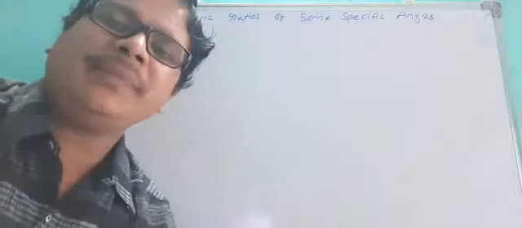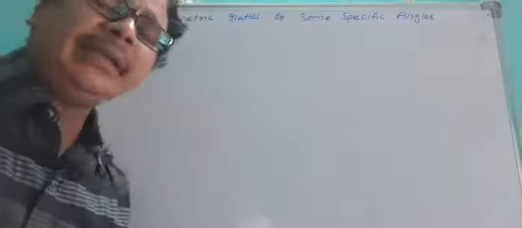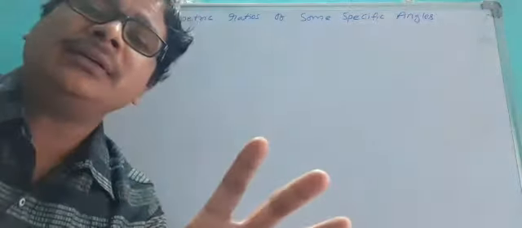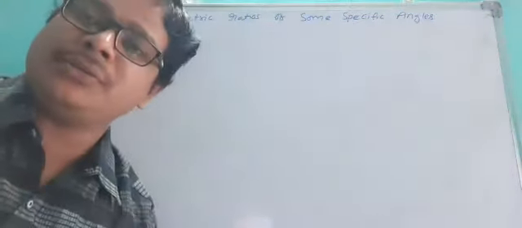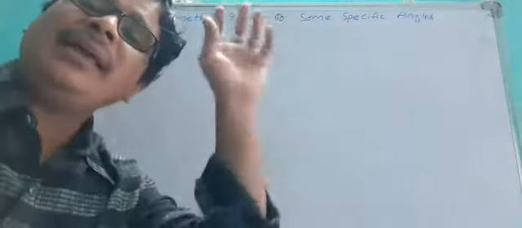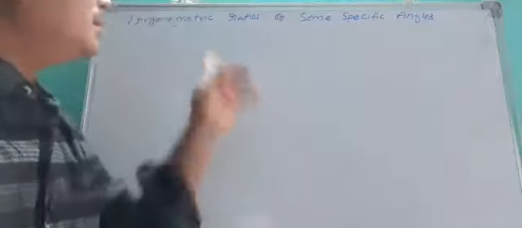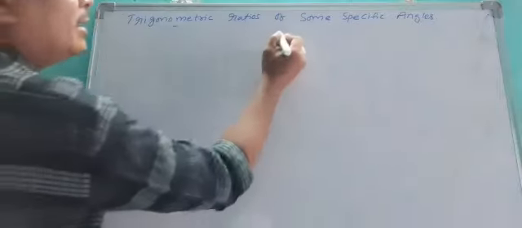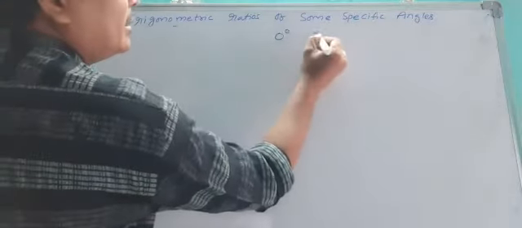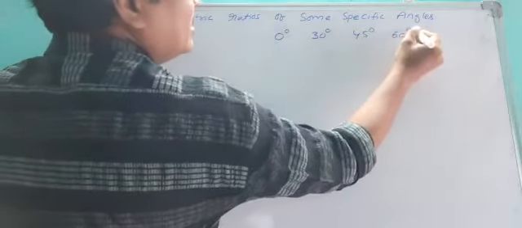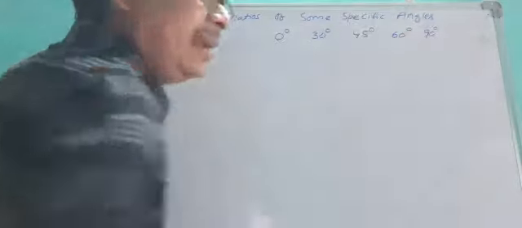Okay, next concept is trigonometric ratios of some specific angles. Already explained all the trigonometric ratios with the help of sides in a right angle triangle. Now we have to discuss trigonometric ratios of some specific angles. What are they? 0 degrees, 30 degrees, 45 degrees, 60 degrees and 90 degrees.